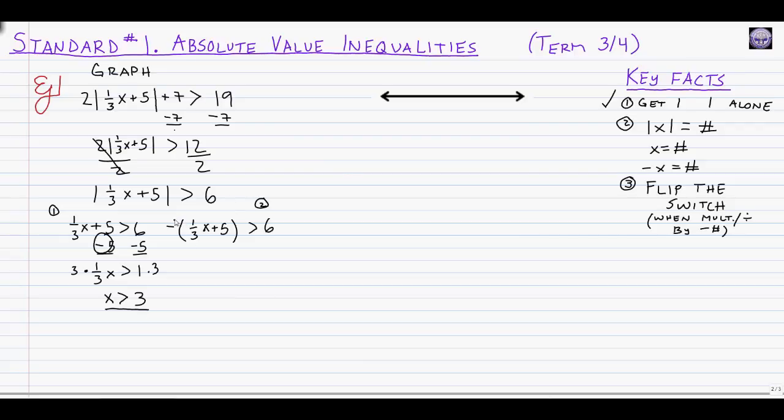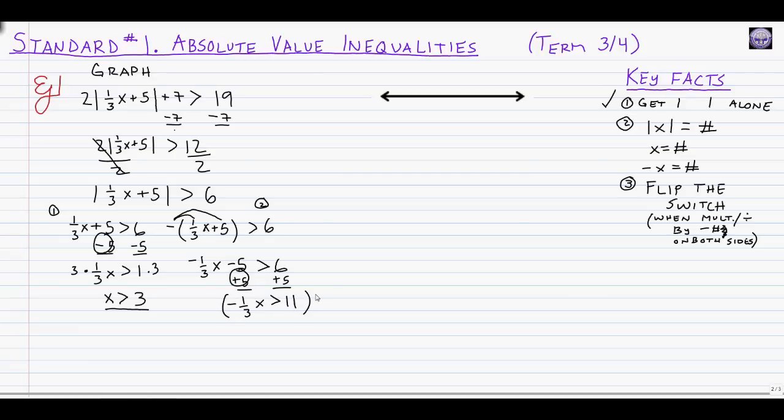Okay, next one, the negative one. We'll just have to do a little bit of distributive property work right there. We'll get negative 1/3 x minus 5 is greater than 6. Notice we haven't flipped the sign yet because we haven't multiplied or divided anything on both sides yet. I should add that on there. It's a good thing to include. And I'll just go like this as though that parenthesis wasn't there. And okay, from here, what can we do? Well, we'll add 5 to both sides. Get negative 1/3 x is greater than 11.